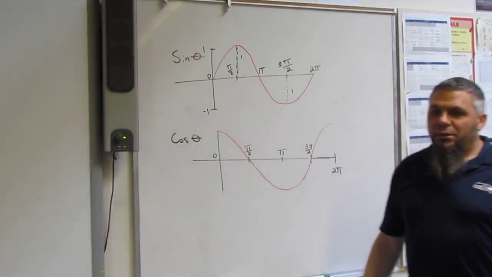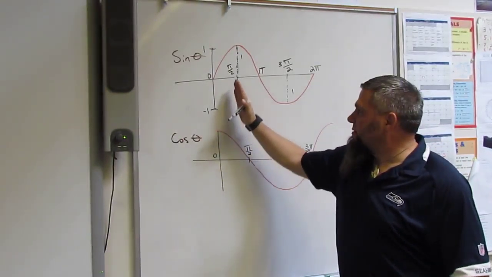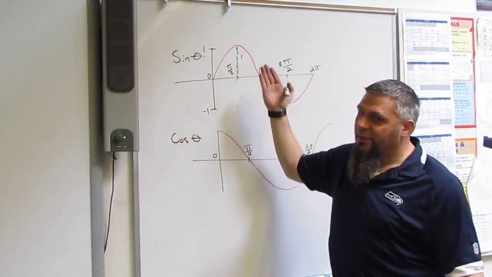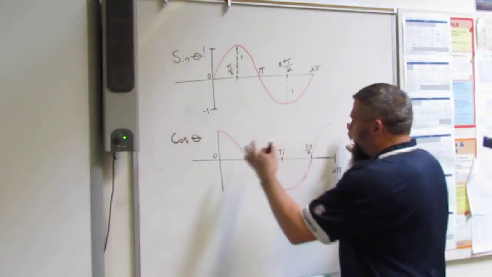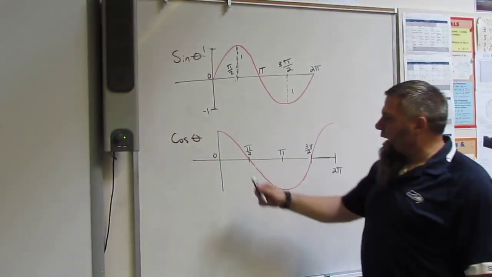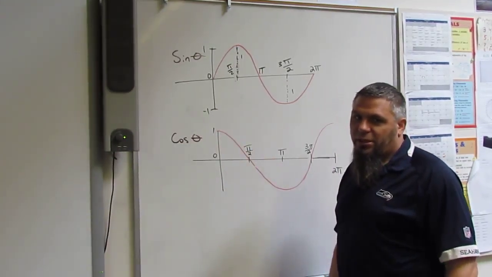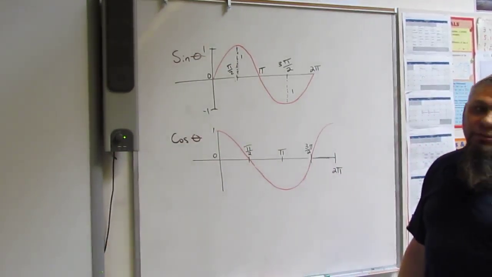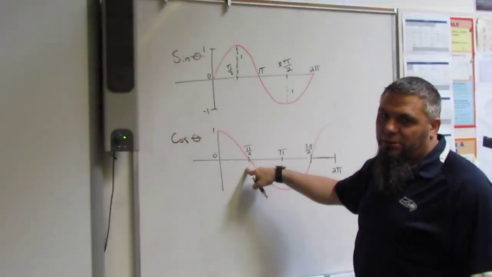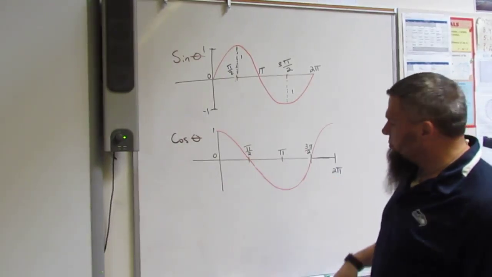Now, cosine is just sine shifted. It's just right here. That's it. So it's the whole thing shifted over. And so at cosine 0, the altitude is 1, right? And then as you come over to pi over 2, cosine is 0, right?